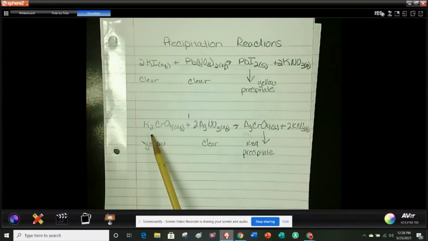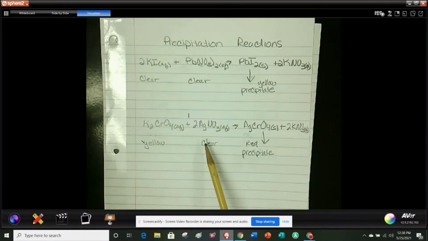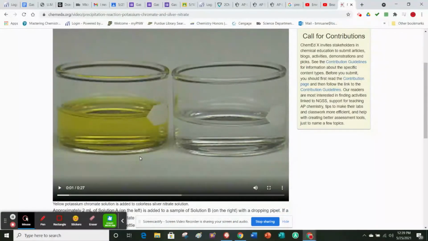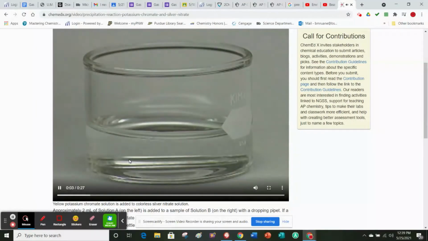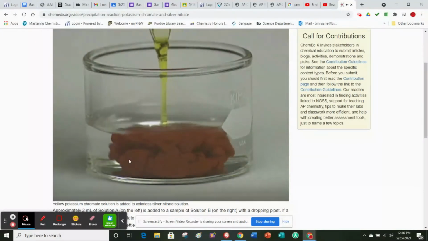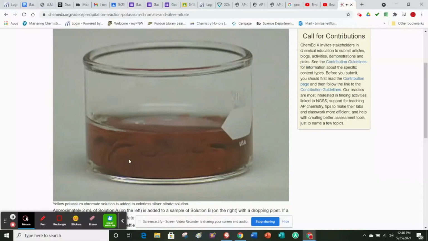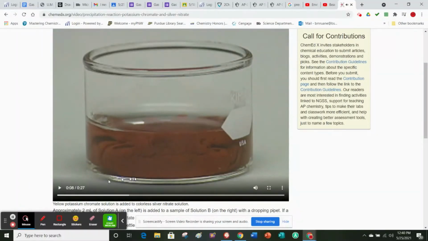We're going to talk about potassium chromate and silver nitrate. Potassium chromate's yellow, silver nitrate's clear, and we're going to mix that. So we have a yellow potassium chromate solution and a clear silver nitrate, and we'll put these two together. Yellow potassium chromate added to colorless silver nitrate produces a red-orange precipitate. So there we had a different color precipitate.